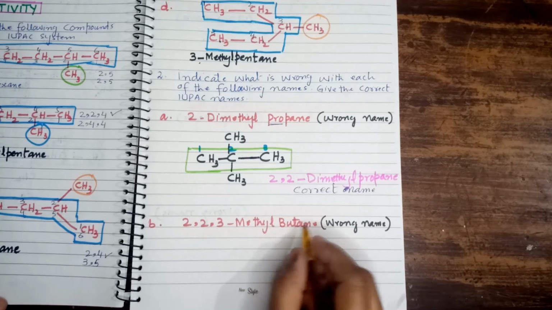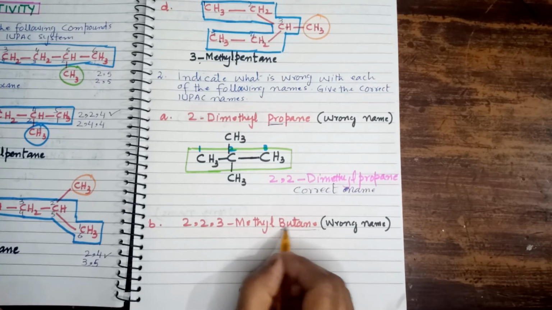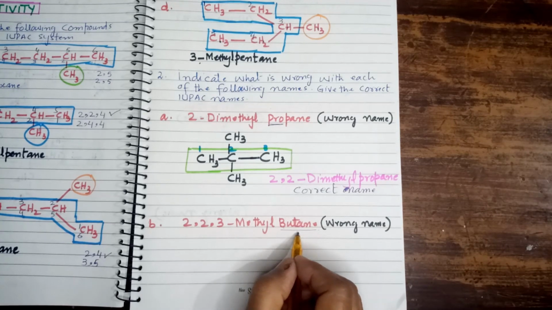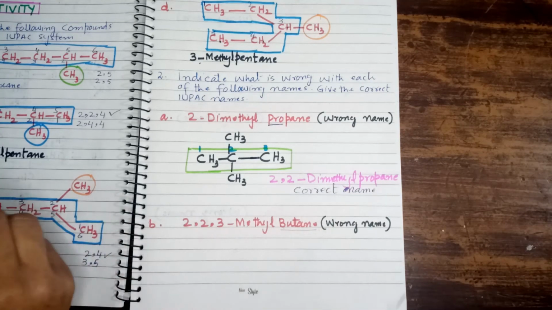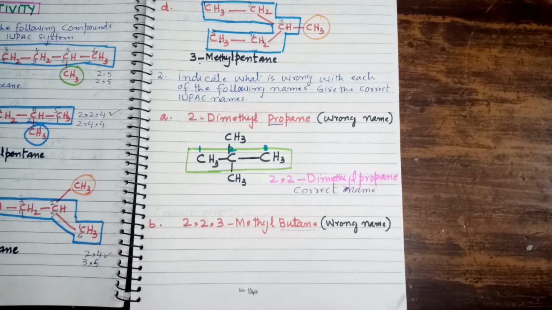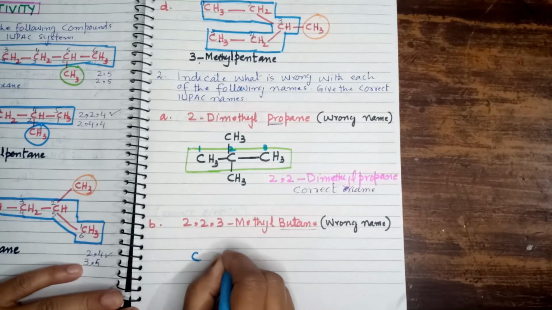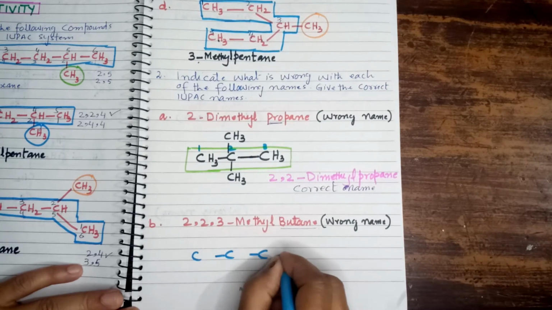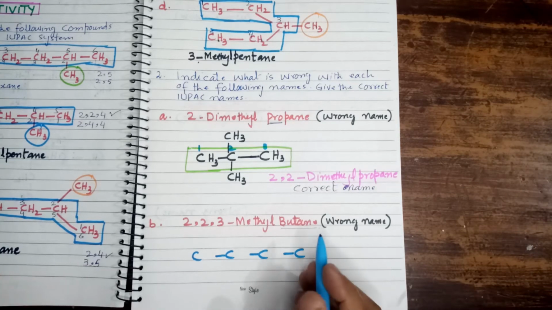The name of the parent chain is usually written at the last part of the name. Butane. But shows how many carbon atoms are there. Yes, there are 4 carbon atoms. So, you will make the structure of 4 carbon atoms, 1, 2, 3, 4, and then do the numbering. Do the numbering by any means.